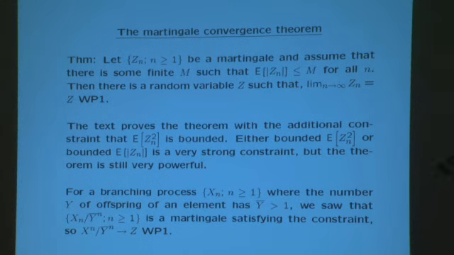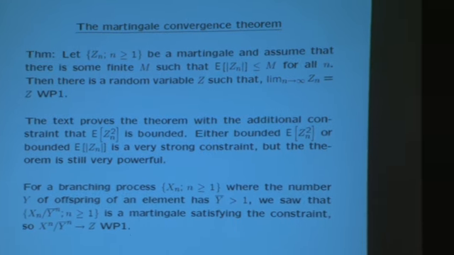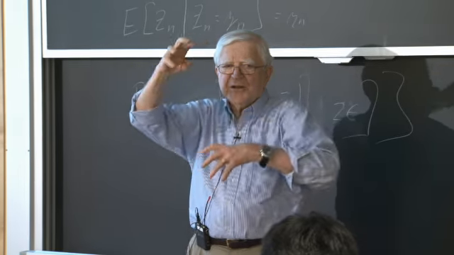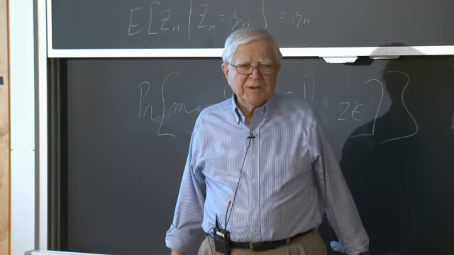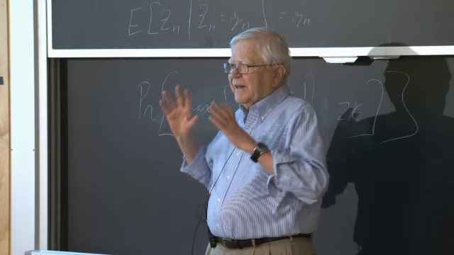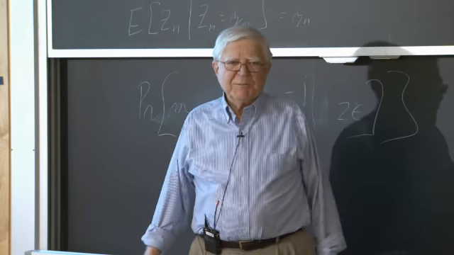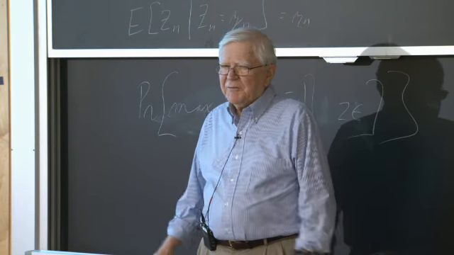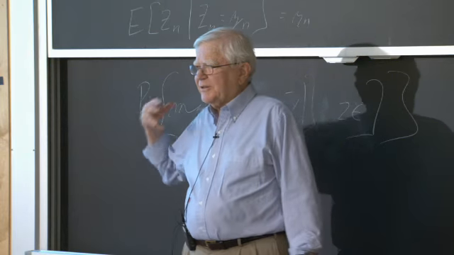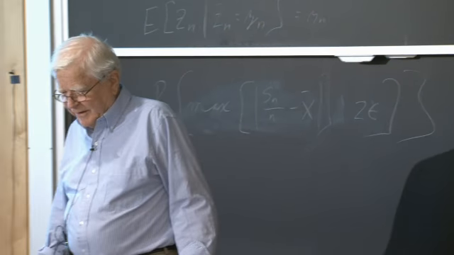And the text proves the theorem with the additional constraint that the expected value of z sub n squared is bounded. Either one of those bounds is a very big constraint on these martingales, so the way you use these theorems is you take an original problem that you're dealing with and you twist it around and you massage it and you do all sorts of things to it, all in order to get another martingale which satisfies this bound and the constraint. Then you apply this theorem, and then you go back to where you started. So that's the general way of dealing with this.